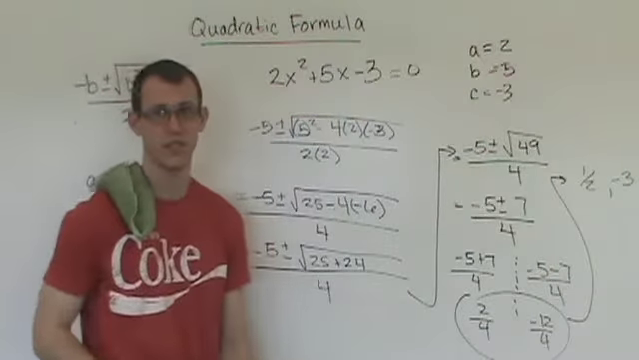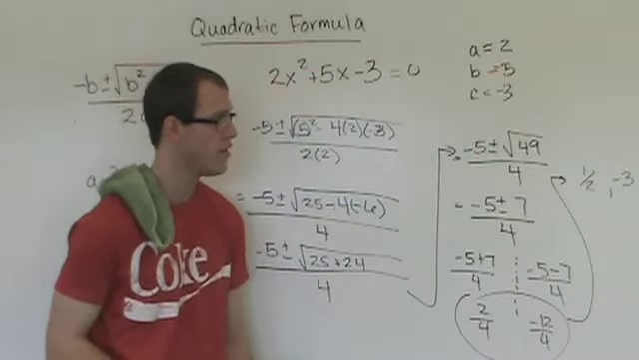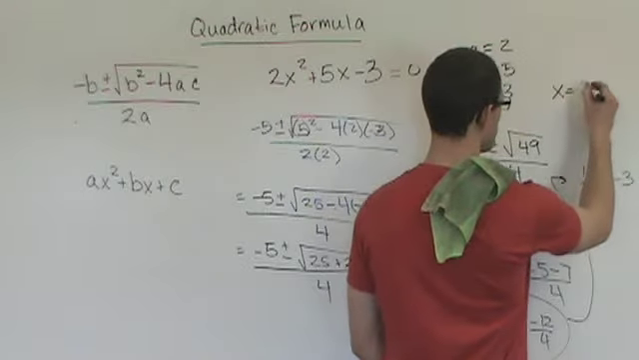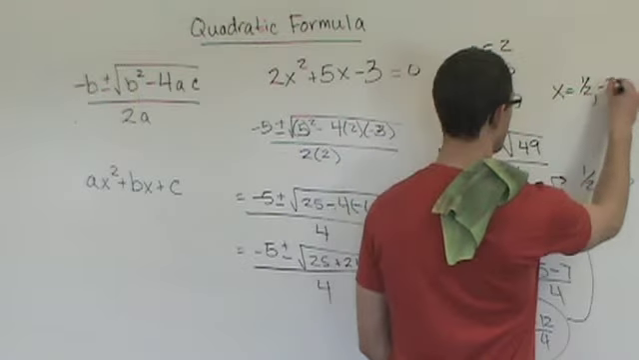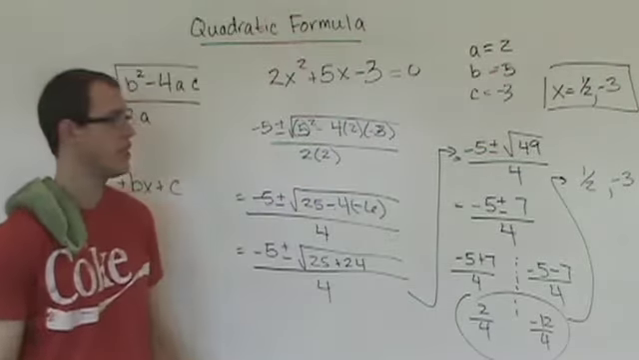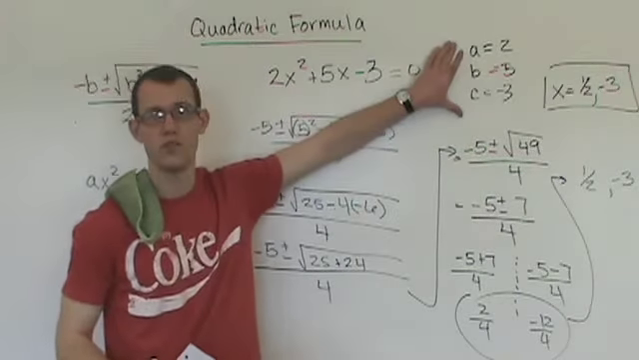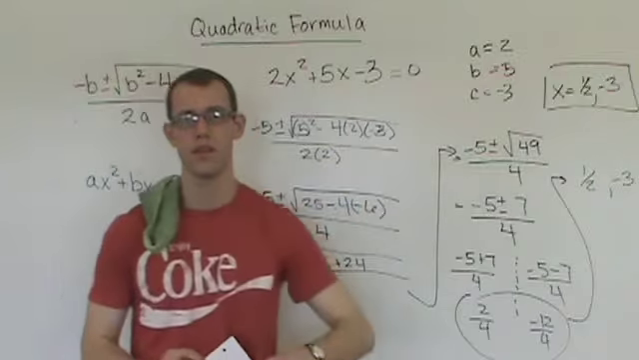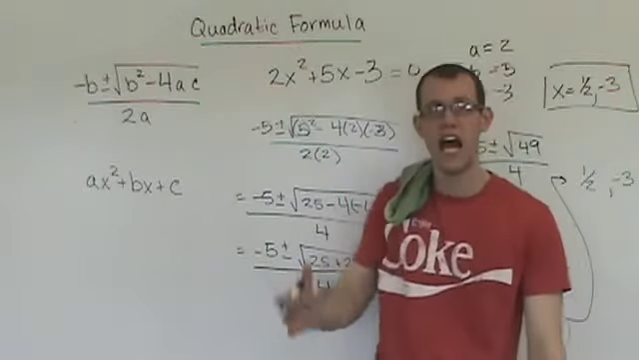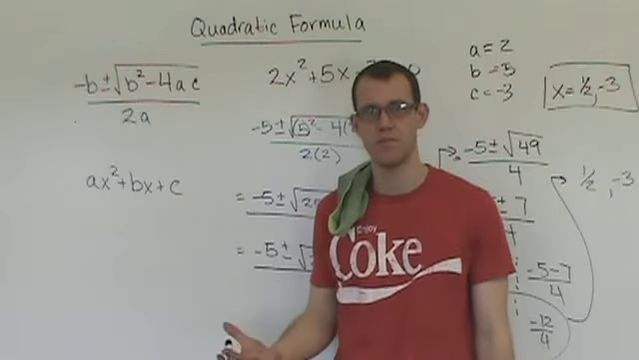So there are your answers. And how you want to write that is x equals 1/2, comma, negative 3. So all we did, write down what our values were for a, b, and c, plug them into the quadratic formula right here, and then used our arithmetic. Simple.